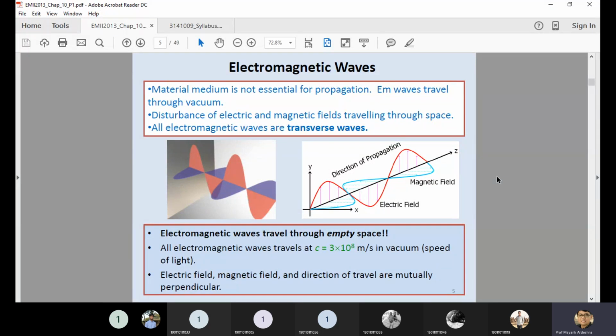So in the last lecture we discussed the electromagnetic wave, which is a combination of the electrical field as well as the magnetic field. If you see the electromagnetic wave, this is called a transverse wave. The reason is that any one of the fields is perpendicular to the direction of propagation.